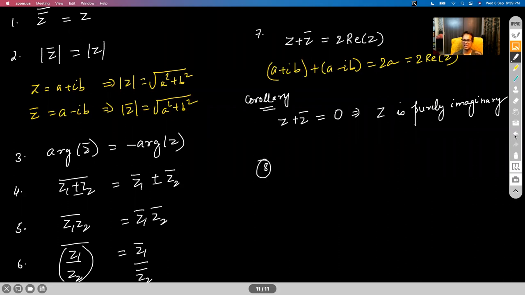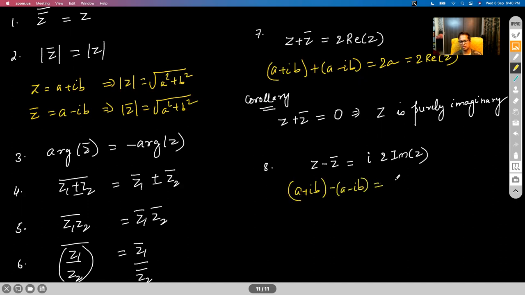Similarly, if z minus z conjugate is done, it will give you i twice the imaginary part of z. Obviously, a plus ib minus a minus ib will give you 2ib, or you can say i twice b, which is i twice the imaginary part of Z. B is the imaginary part of Z. Remember, a is the real part of Z.